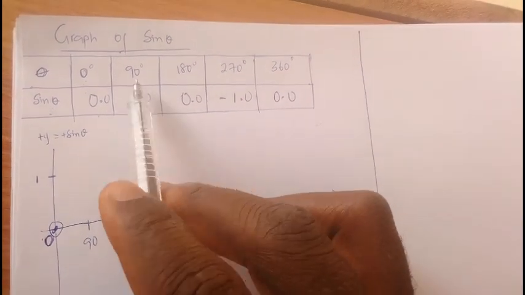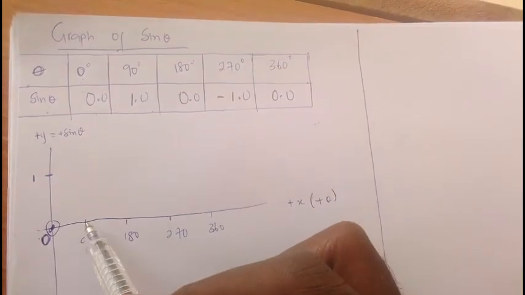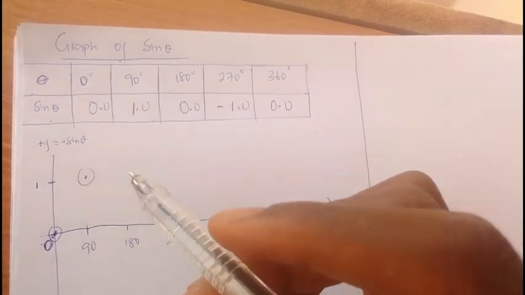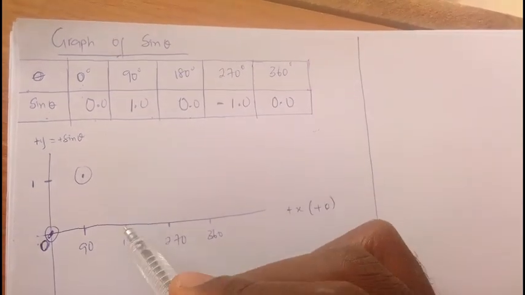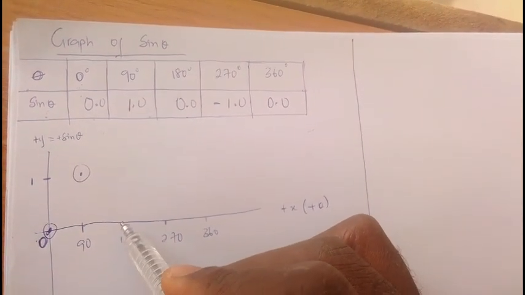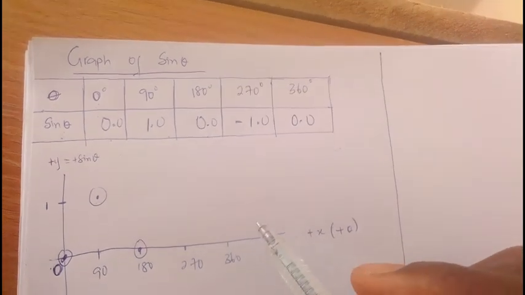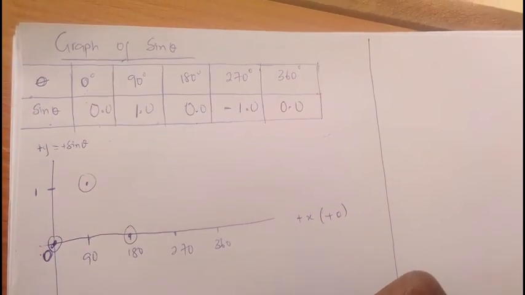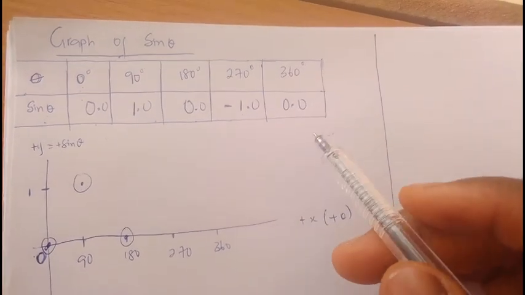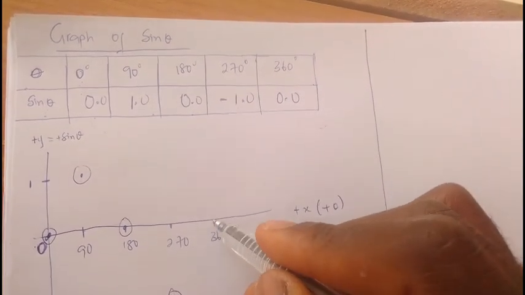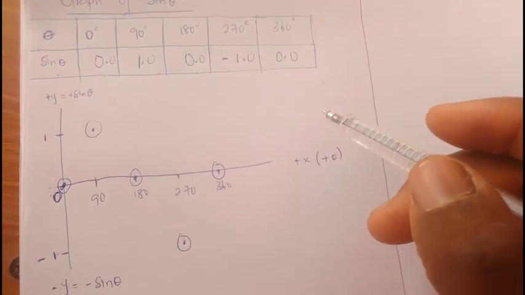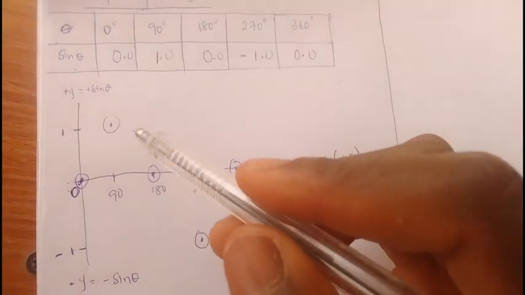For the second point, we have 90, 1. I'm doing x, y. I have this. I have 180, 0. This is 180. 0 is on this point, so you can put it here. For the next one, I have 270, minus 1. And for the last one, I have 360, 0. Now, looking at the graph of sine theta, how does it look like?